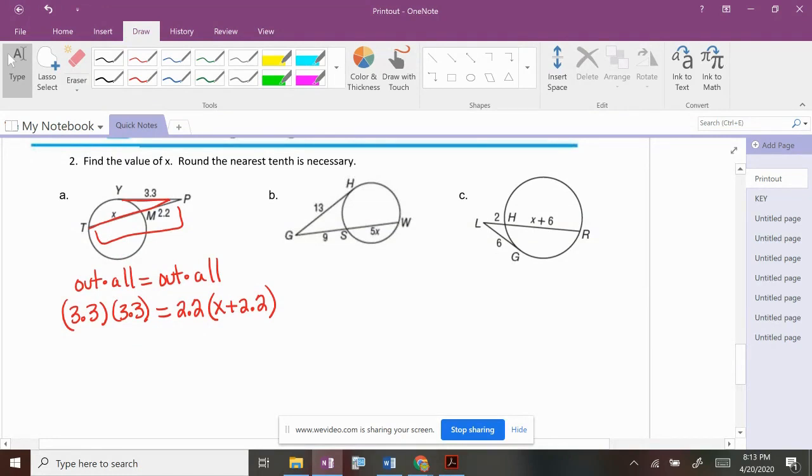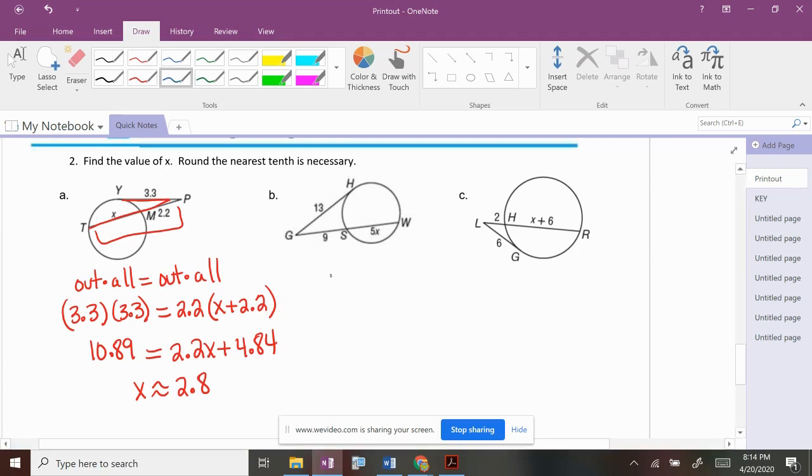Multiplying, you get 10.89 equals 2.2x plus 4.84. Subtract 4.84, divide by 2.2. And again, you're getting decimals here, approximately 2.8. All right, let's do one more. And then hopefully you get the idea that, hey, we're going to be using this formula for the homework.